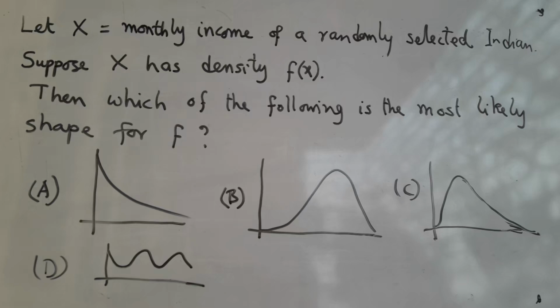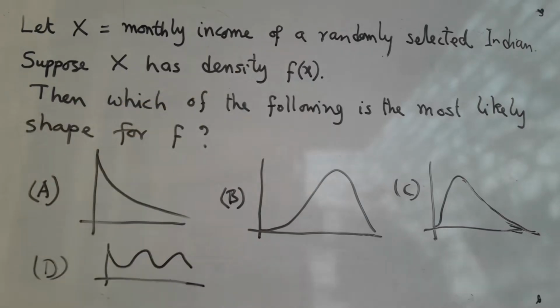Here is a little MCQ for you. Suppose our random variable x is the monthly income of a randomly selected Indian. So we have a complete list of all Indians and we pick one of them at random, equal chance, and find out the monthly income of that person. So monthly income may be, say, average monthly income.